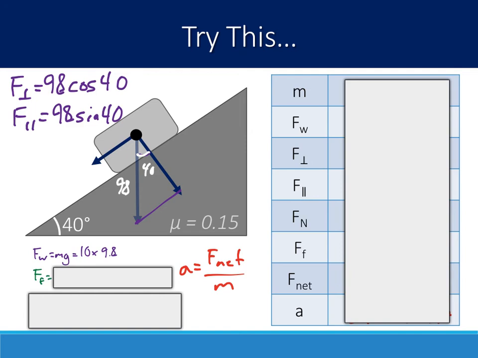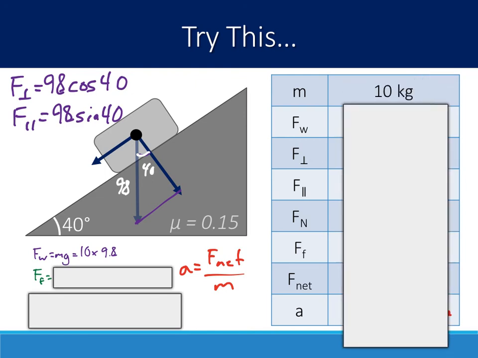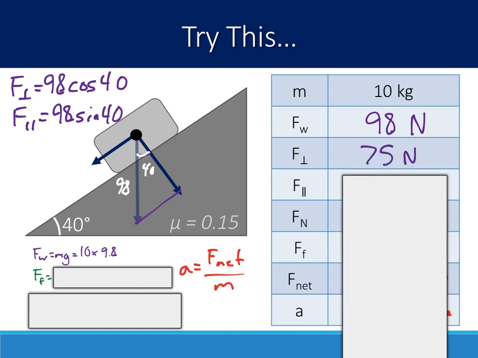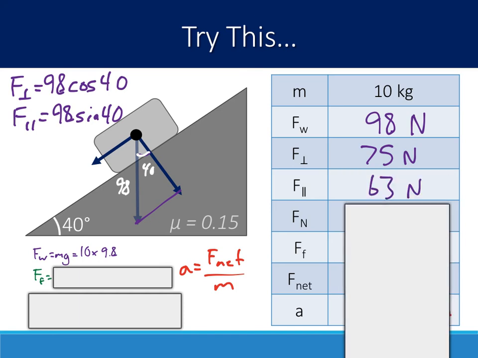So the weight in this case, we have a 10 kilogram mass, so the weight is 9.8, or 98 newtons, sorry. When we take a look at the mass, we're able to figure that out. We know it's 10 kilograms. That's just given in the problem often. The weight is 98 newtons, 10 times 9.8. The force perpendicular is 75. I got that by taking my weight force, my 98, times the cosine of the angle. For my parallel, I'm going to do something very similar, but I'm just going to do it with sine.